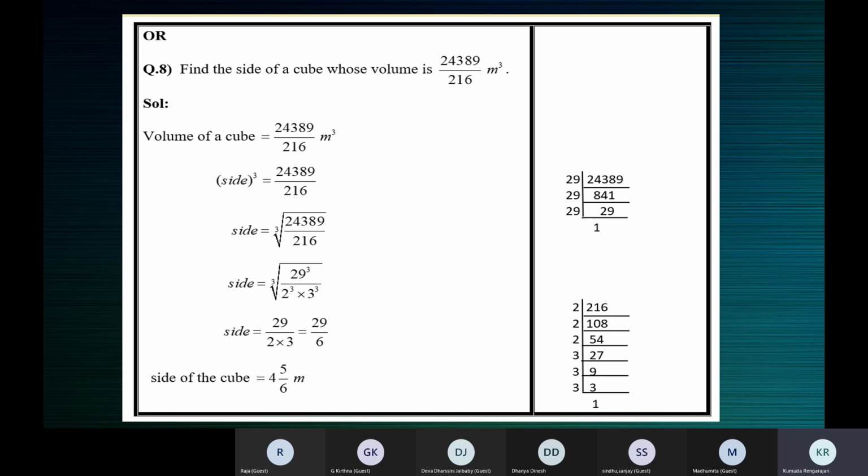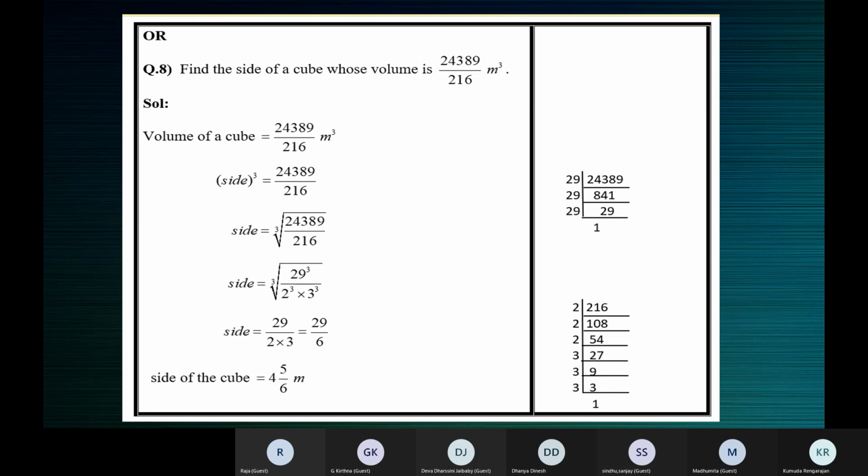Of a cube, we are talking about a cube. If the volume of a cube is 64 centimeter cubed, what will be the edge? 4, ma'am. 4, because 4 into 4 into 4 is 64.